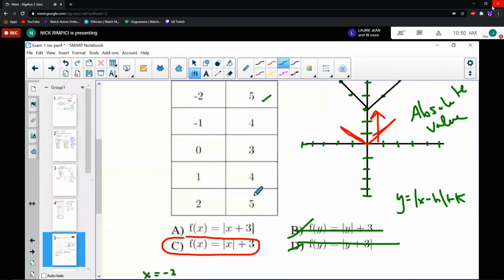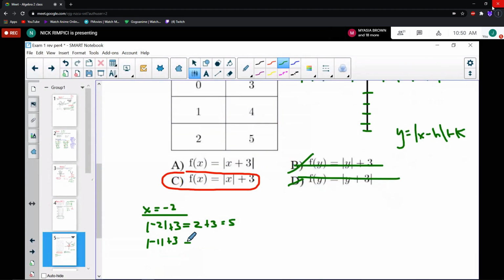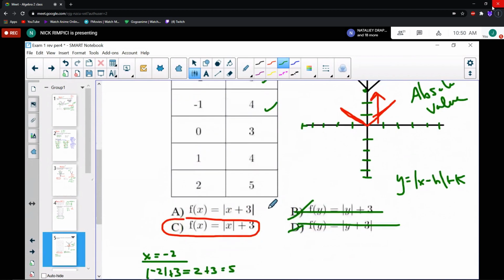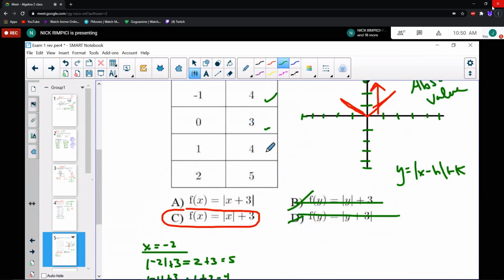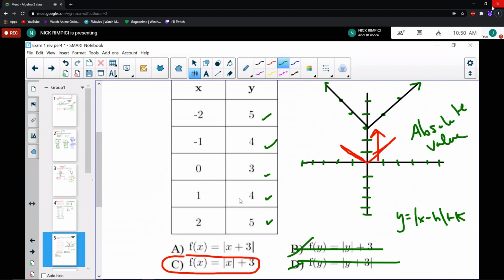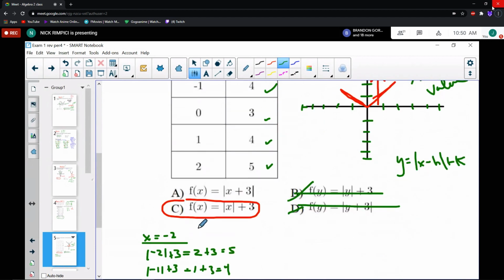Okay? If we put -1 in there, the absolute value of -1 is 1 plus 3, and that's equal to 4. You can do this for all the values. I promise you, if you try them on your own, they're all going to work. So statement C, every single x value produces the proper y value when you apply C.